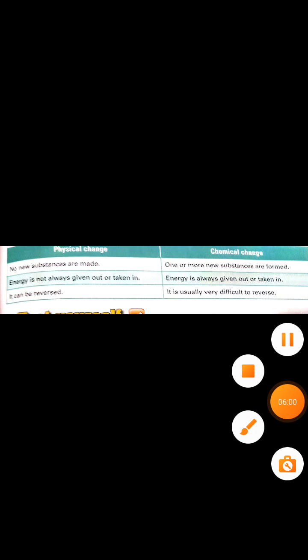Okay class, hope you understand this lecture. Read this topic from page number 72 to 73 and solve questions number 1, 2 and 3 in your copies.